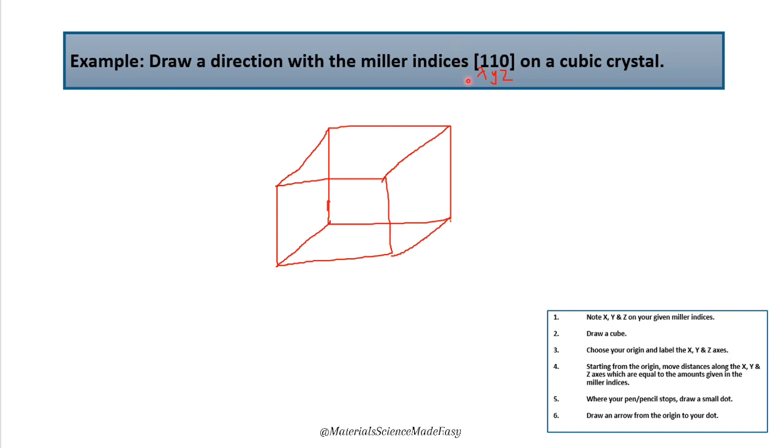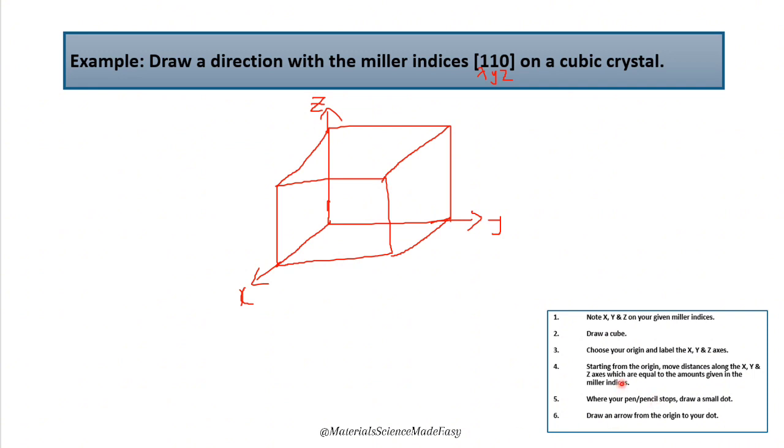Number 3, choose your origin. So I look at the signs of my Miller indices, and I notice that everything is positive. So I decide this is my origin. I've chosen my origin, and then I label my X, Y, and Z from my chosen origin. So let's do that. This will be my X, my ugly X. This will be my Y. And this will be my Z.